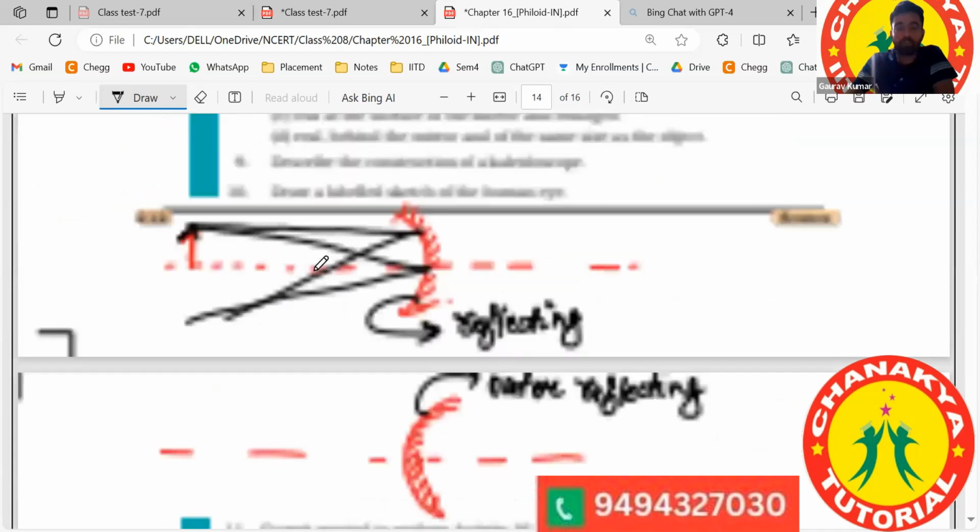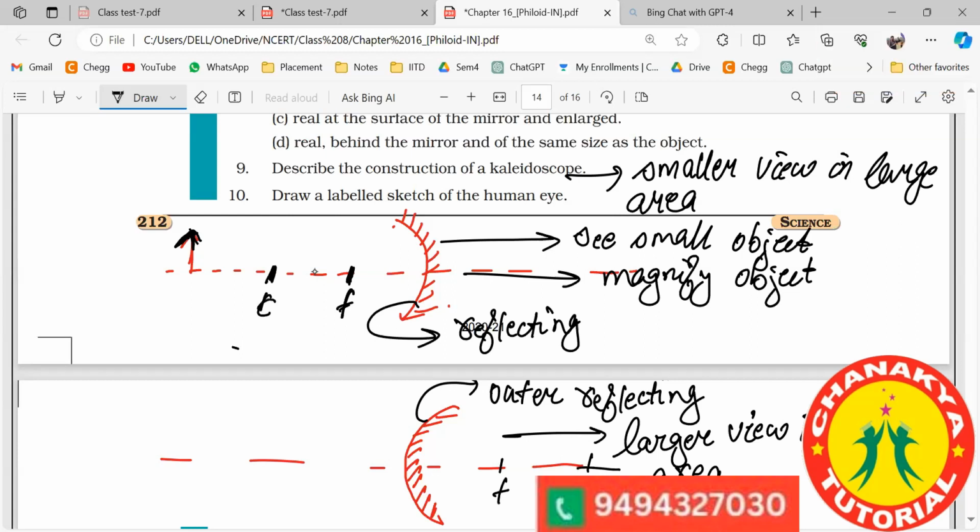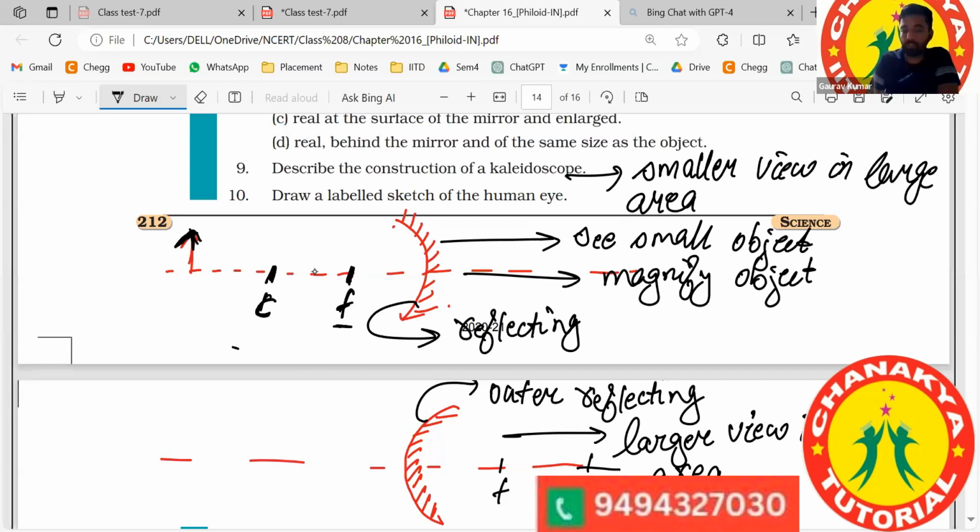It depends on the position of the object. I'm not making a ray diagram. So when an object is placed, this is the center of curvature. This is the focus. You may not know about the center of curvature. We know, sir. The center of curvature is double the focus. Yes, sir. So double of the focus. This is the position of the focus, and this is the position of the center of curvature.